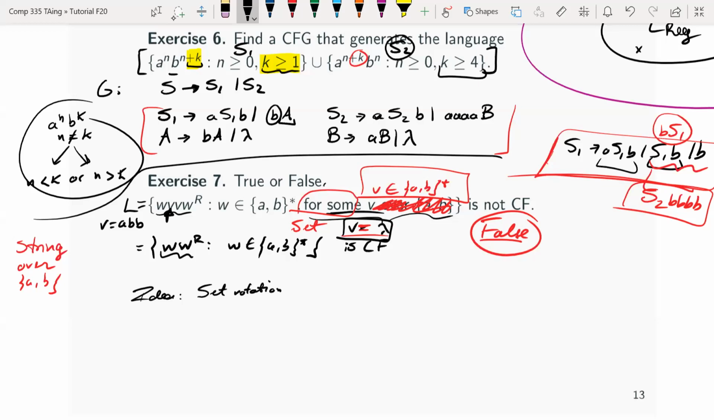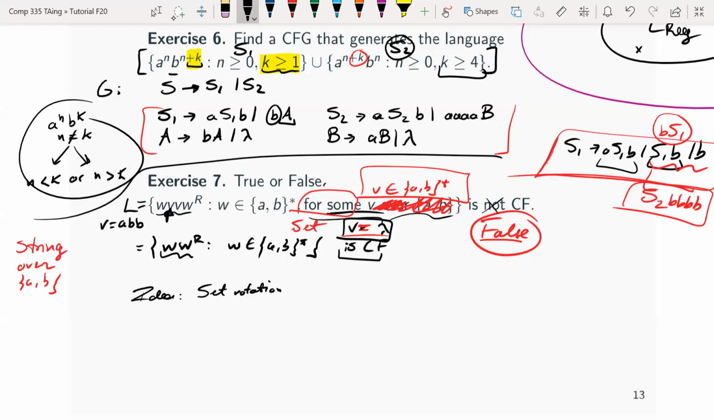But because it's for some rather than for all, it allows you to pick the V and conclude that there is a setting of V such that this is context free. So that's why it's false. It's false because it is context free, so it negates this. All right.